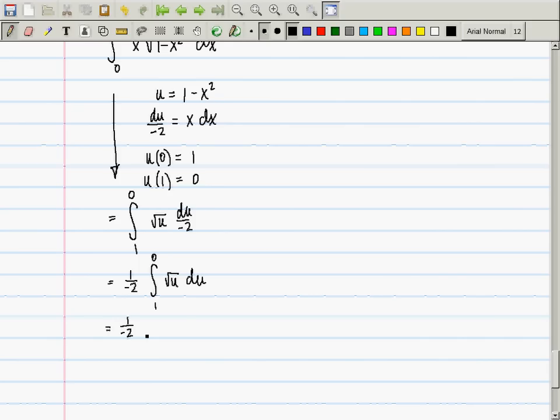It changes the sign, right? So specifically, this is 1 over negative 2 multiplied by negative the integral from 0 to 1 of the square root of u, du. And so now the negatives cancel. So this is 1 half the integral, and I'll rewrite the square root of u as u to the 1 half, du, from 0 to 1. Any question about how we arrived here?